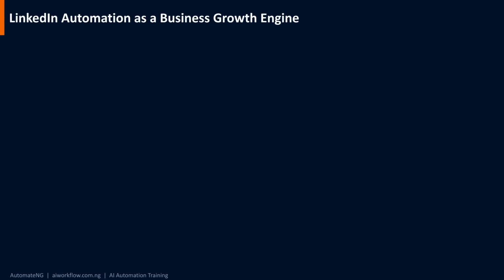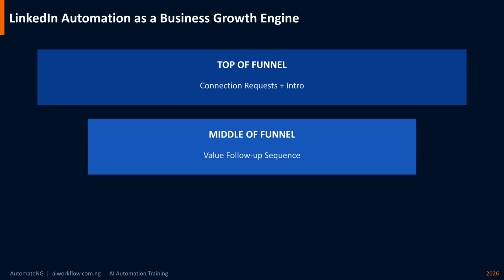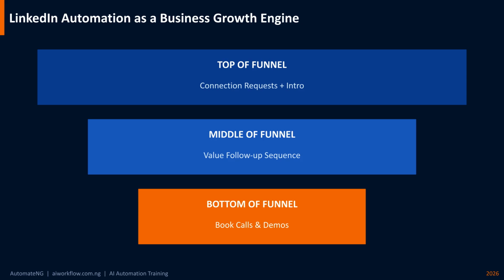LinkedIn automation is a core growth strategy organized into a funnel. The top is connection requests, the middle is value-based follow-ups for nurturing, and the bottom is conversion, where you book calls and demos. N8N automates all 3 stages.